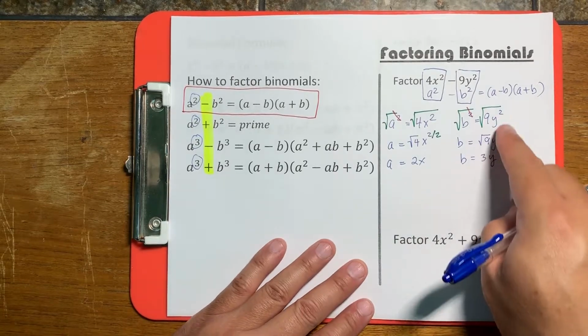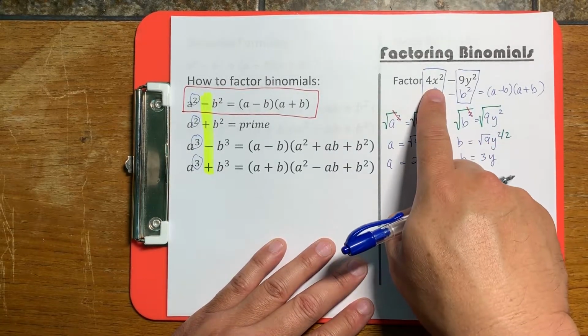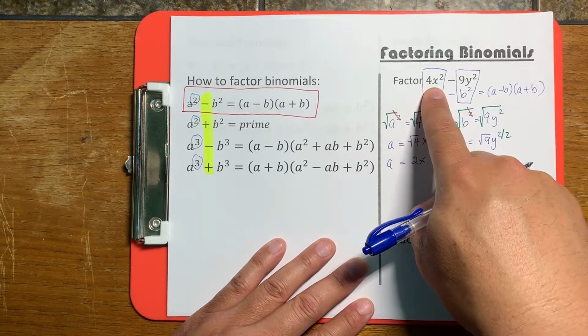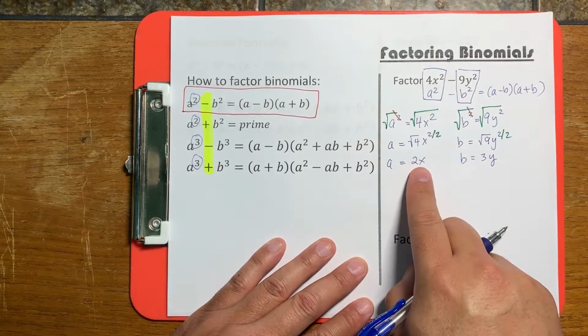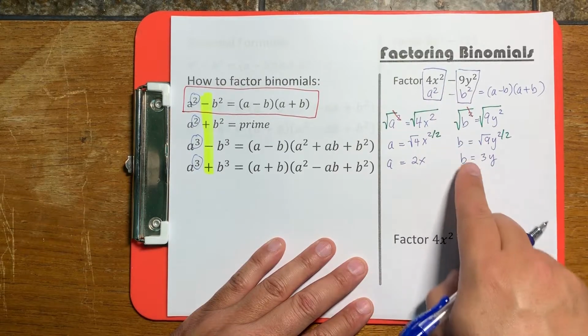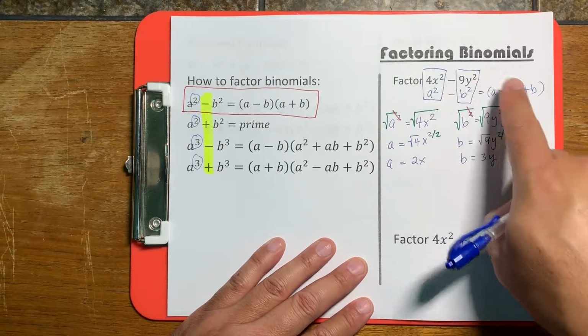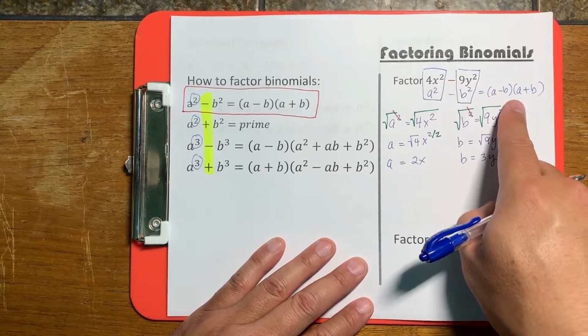Now, most people don't do this explicitly. They'll just do it in their head. When they see this original problem, they'll just go square root of 4 is 2. 2 divided by 2 is 1. So a is equal to 2x. Same thing here. That'll be square root of 9 is 3. And then 2 divided by 2 is 1. So I get 3y. So most people will go directly from here to here.